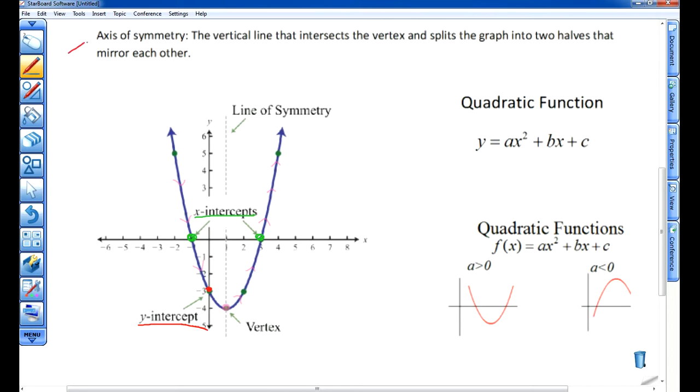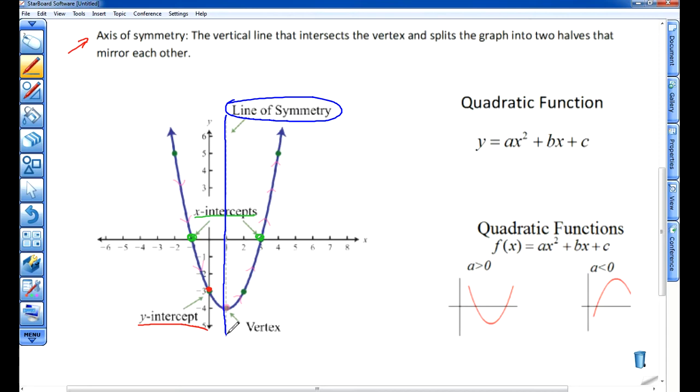Lastly, as a piece of information here, you have the axis of symmetry. This is the vertical line that intersects the vertex and splits the graph into two halves that mirror each other. So right here we have our line of symmetry, this line right here, highlighted again in blue. We've got this line right here as our axis of symmetry. Again, this line, as you can see, goes through the vertex and splits our graph in half, and each side is a mirror image of the other side.